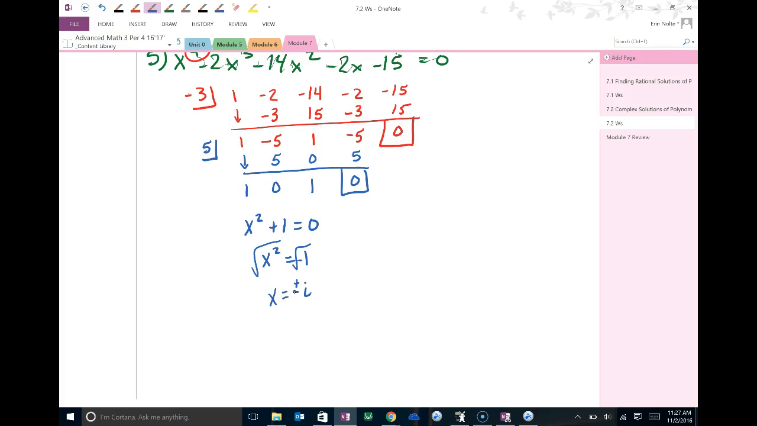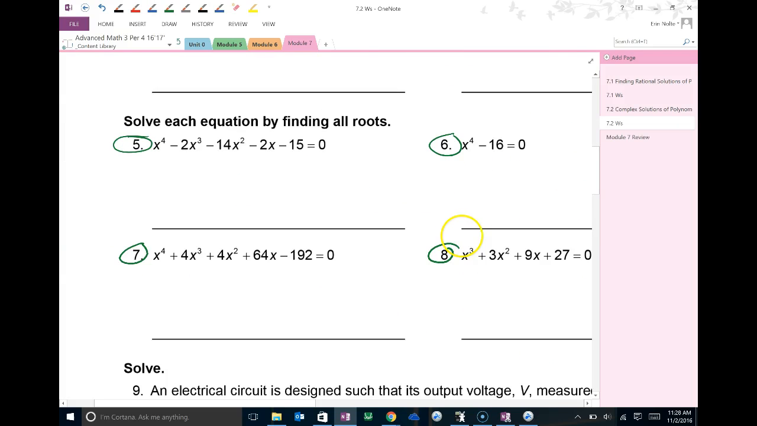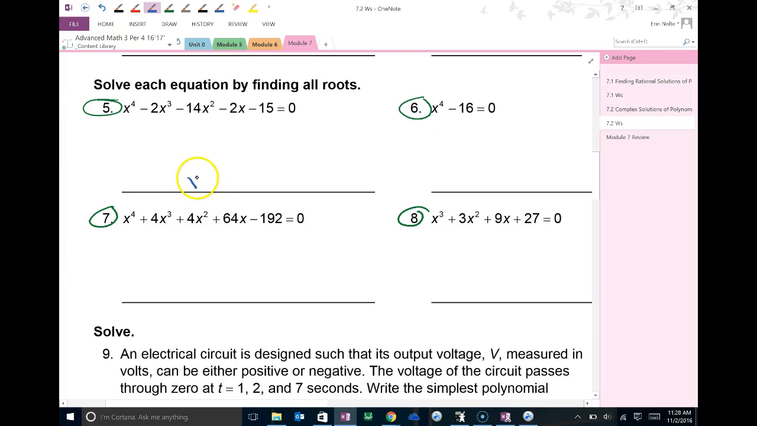Remember how every time I do synthetic division, I lose an x? So this is to the 4th, so this one would be x cubed, so this one's x squared. Alright, so what are my 4 solutions to number 5? 5, negative 3, and I, and negative I. Which you can write as plus or minus I, but I'm just writing it separately because not everybody remembers that those are 2 different numbers.